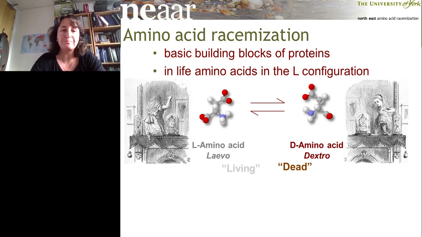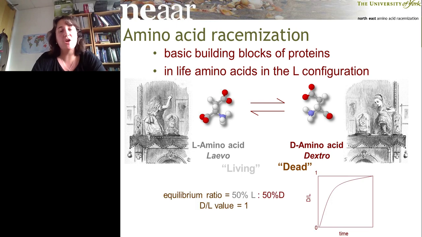So at time 0, we would measure what we call a D/L value. So that's just the number of D amino acids over the number of L amino acids. And that would give you a value of 0 because all your amino acids would be in the left-handed form. But when the organism dies, then the number of D amino acids gradually increases until you get to that equilibrium point where you have an equal amount of left-handed and right-handed amino acids over time.